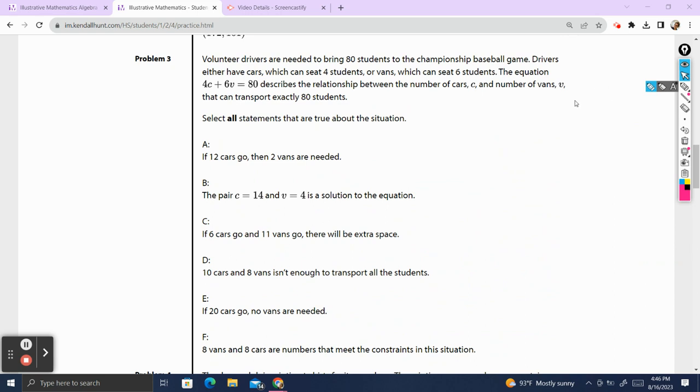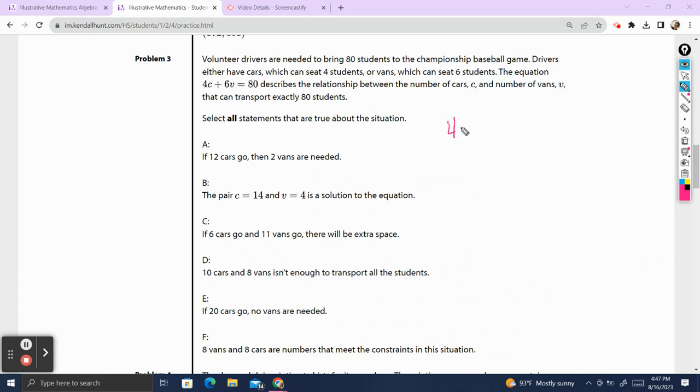Volunteer drivers are needed to bring 80 students to the championship baseball game. Drivers either have cars which can seat 4 students or vans which can seat 6 students. The equation 4c plus 6v is equal to 80 describes the relationship between the number of cars C and the number of vans V that can transport exactly 80 students. Select all statements that are true about the situation.